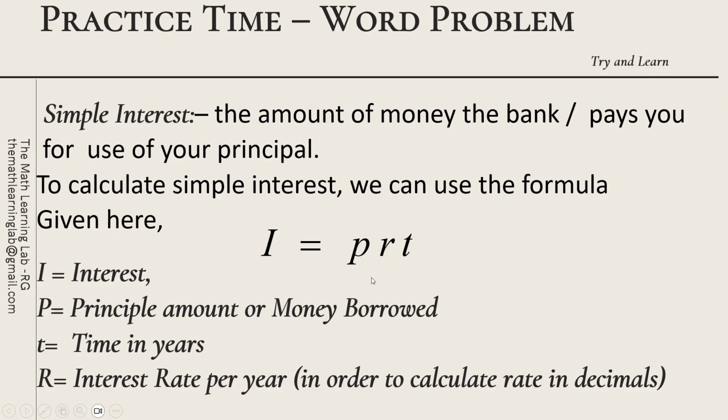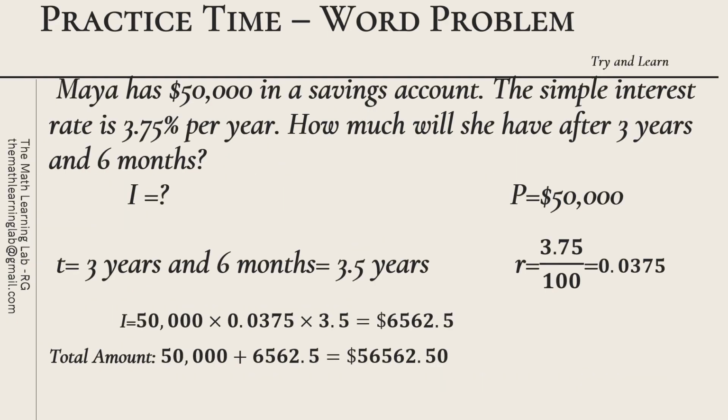So P is the principal amount or the amount of money you borrowed. R is the rate at which you have to pay it back. And T is the time in years. One problem for this: Maya has $50,000 in a savings account. The simple interest rate is 3.75% per year. How much will she have after 3 years and 6 months?